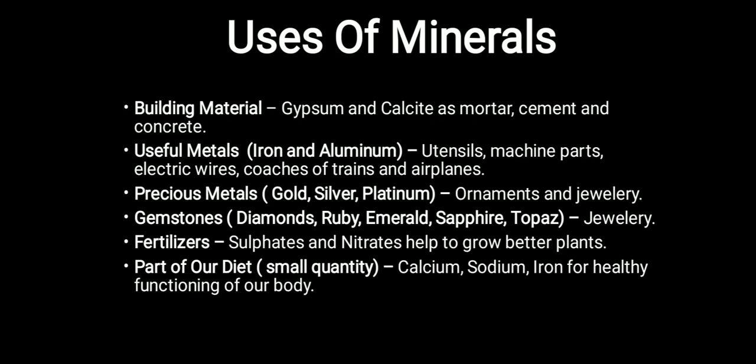Several minerals or groups of minerals are rich in metals. For example, magnetite is rich in iron and bauxite is rich in aluminium. So, such minerals are called ores. Ore means raw form of minerals. These ores are used for extracting metals which are further used for making utensils, machine parts, electric wires, coaches of trains, and airplanes, etc. And precious metals such as gold, silver, and platinum are used for making ornaments and jewelry.